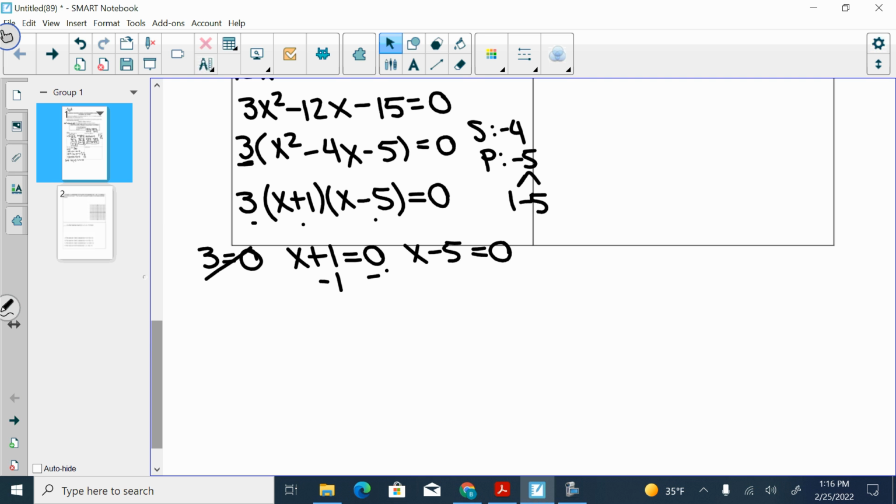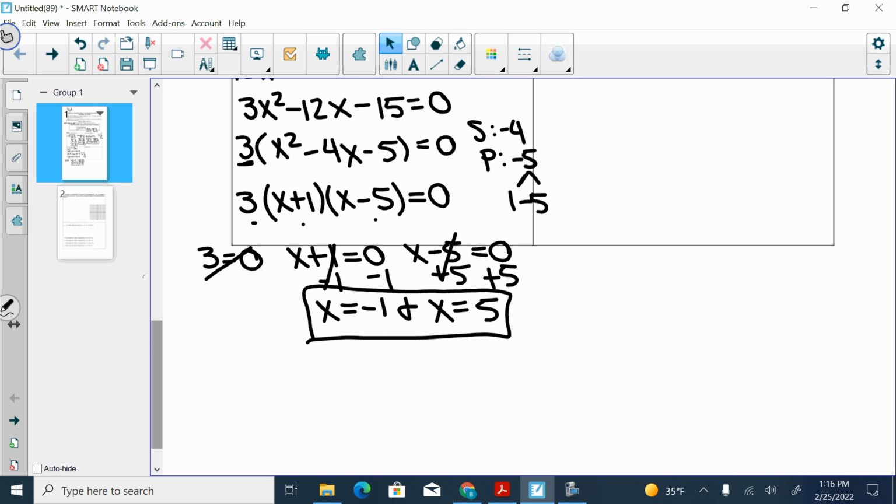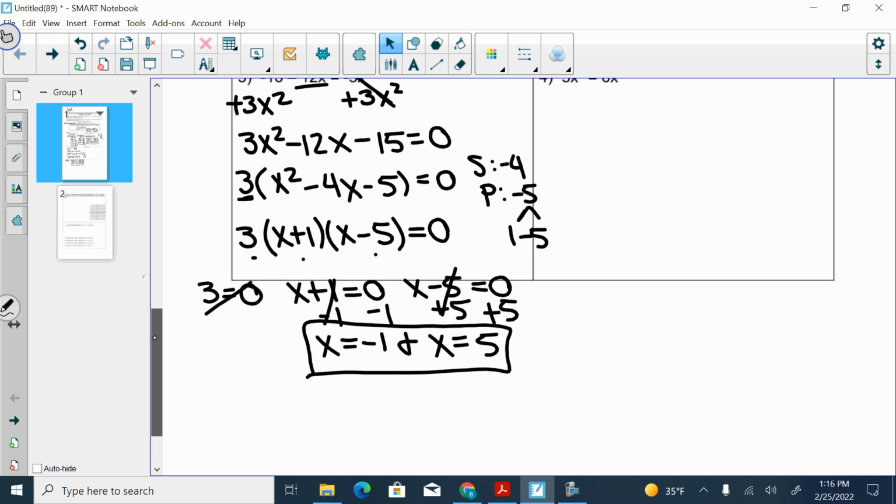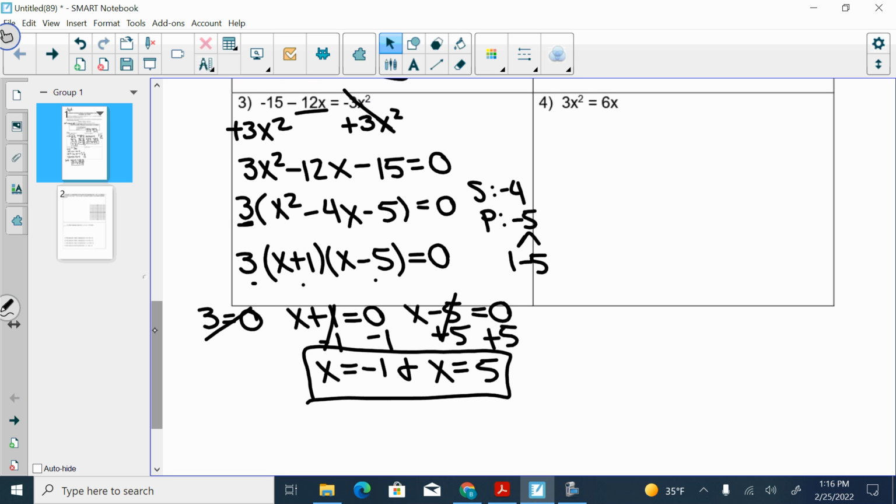Good. Okay, what is 0 minus 1? Good. So we have x equals -1. And then how are we going to solve that last one? Good. So our last solution is going to be x equals +5. All right. So there's our two solutions. Okay, we got one more here on the front.